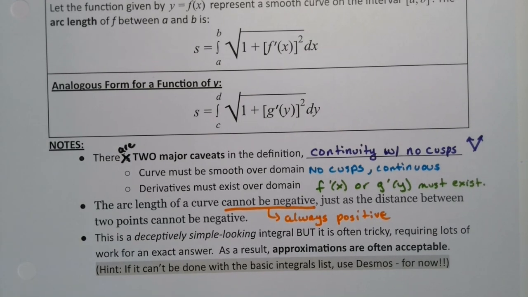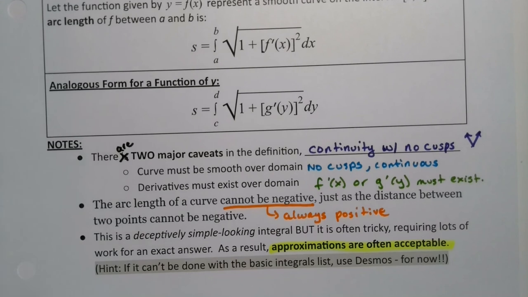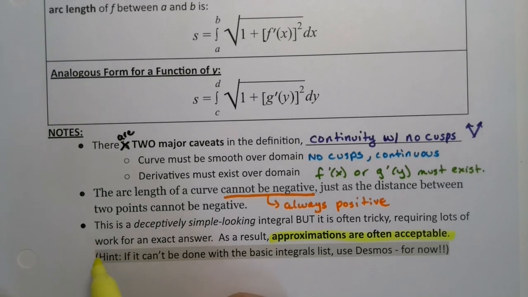Now, this integral looks simple, but it is often actually quite tricky to do. So it is very common that we will have you set it up, and then we will use decimal approximations a lot for this one. If it can't be done with the basic integrals, just use Desmos. There are other ways to do some of these, which we'll learn in chapter 8. So we'll learn a few more integration techniques in chapter 7 and 8. But for now, if you can't do it by hand exactly, if the problem doesn't ask for it exactly, then just assume you're using Desmos. So give the setup and use Desmos.